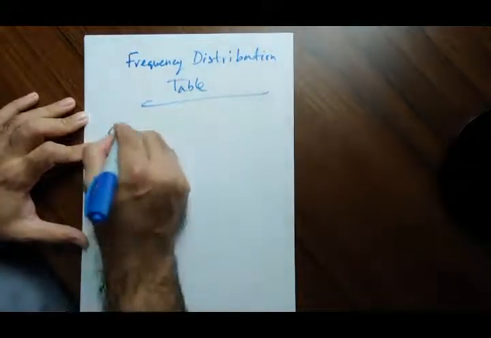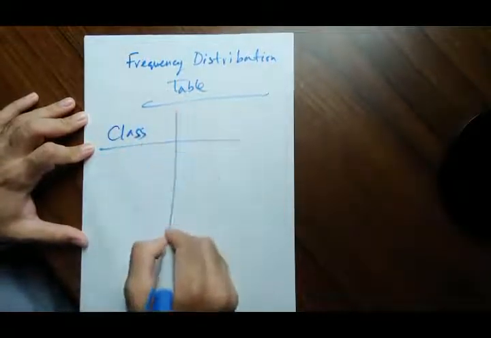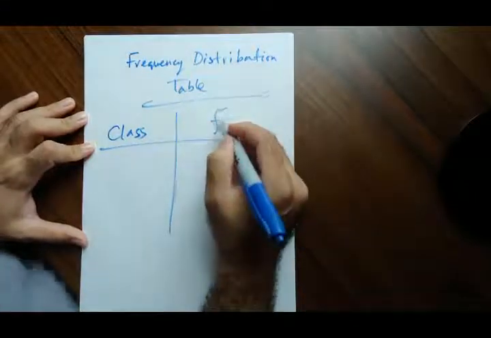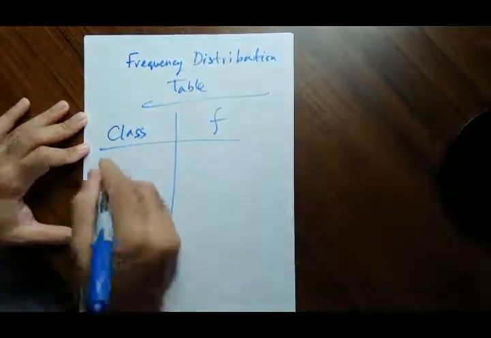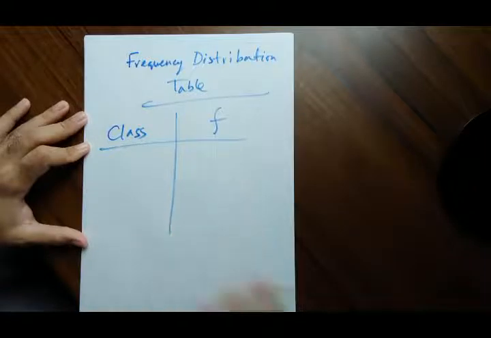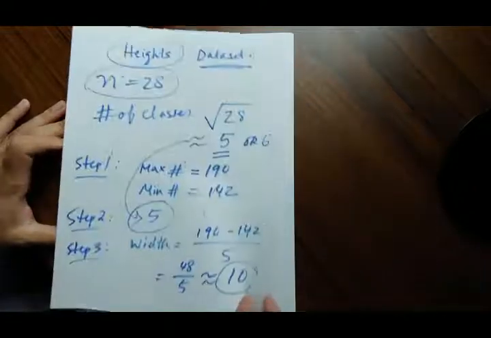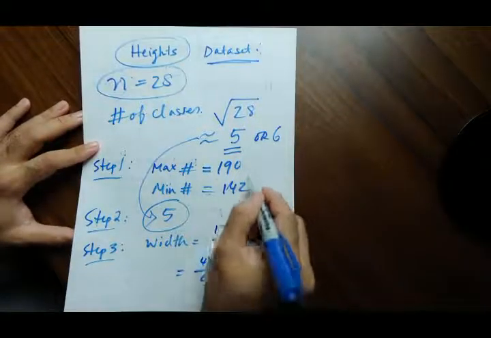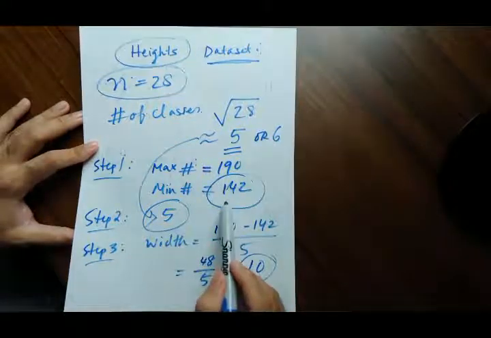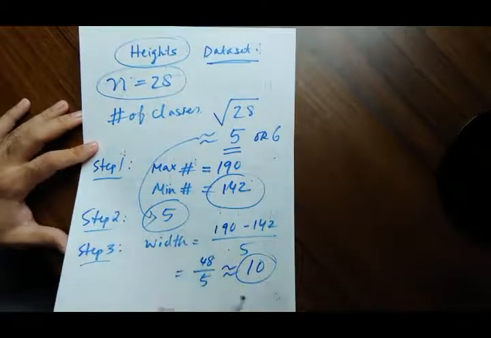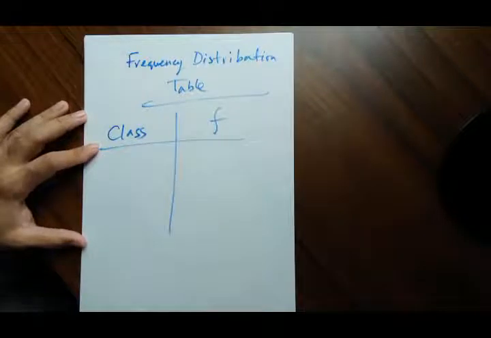What we need to write here, first class and then the frequency. F stands for the frequency. How many classes and where to start? So again, we are going back to here. The lowest number is 142. So either we start from 142 or below that. So I'm starting from 140.